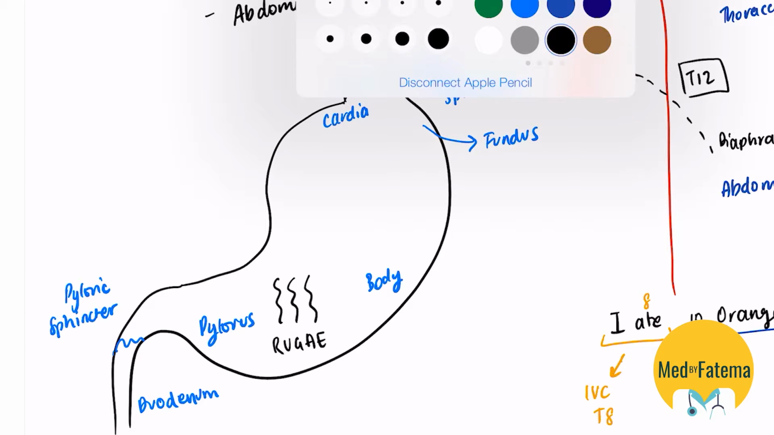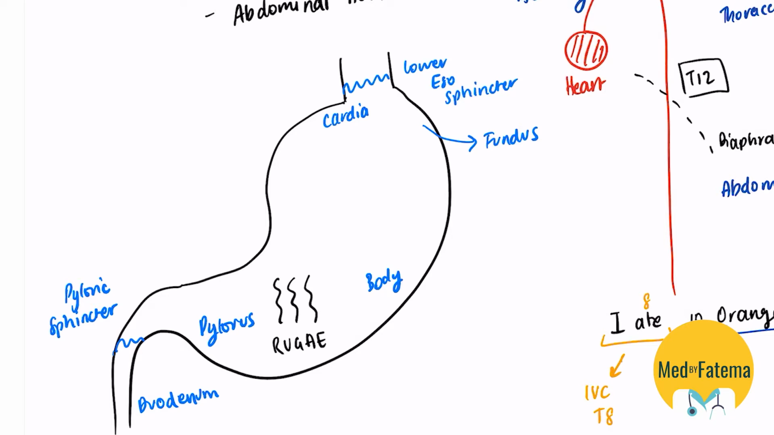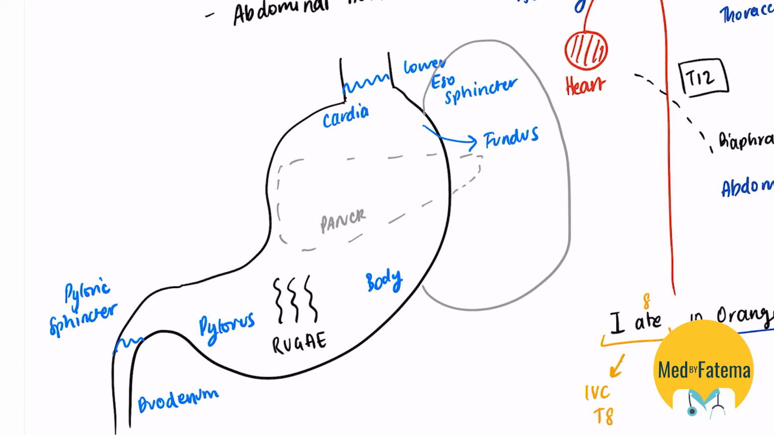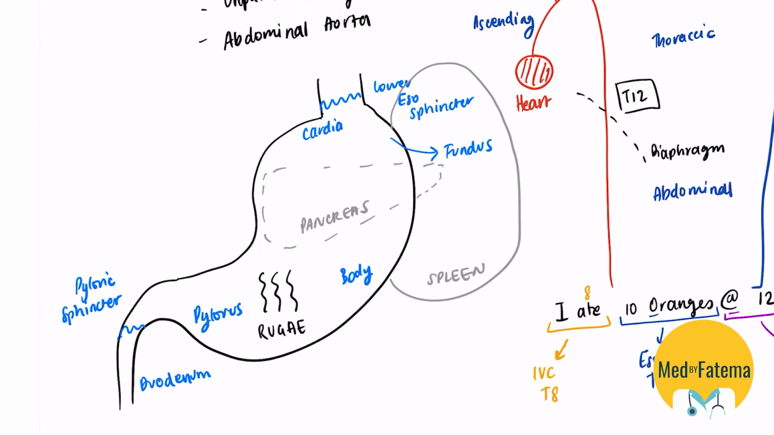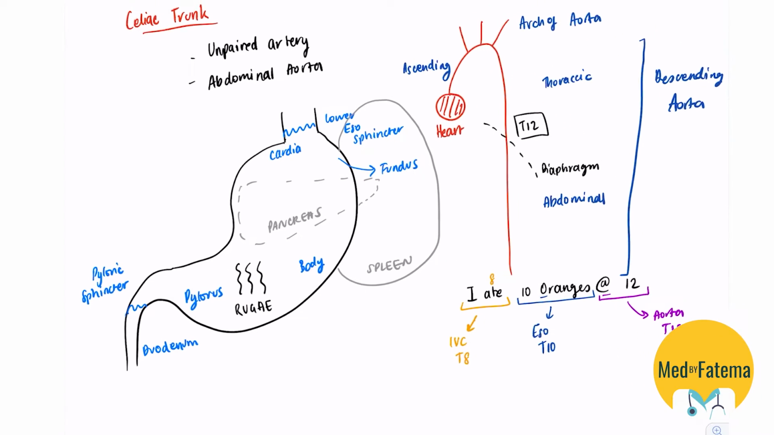Other associated structures you need to be aware of are the pancreas, which is posterior to the stomach. This is not anatomically correct, it's just a rough sketch. Next to the stomach we also have the spleen. So posterior to the stomach we have the pancreas, and towards the left we have the spleen. The tail of the pancreas extends into the hilum of the spleen.